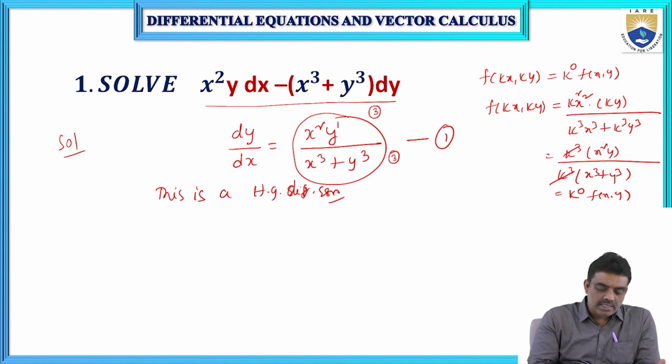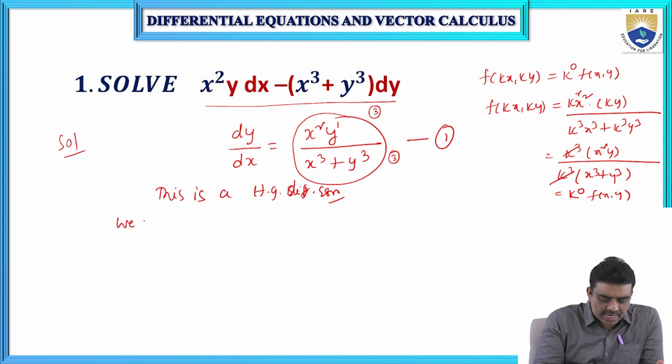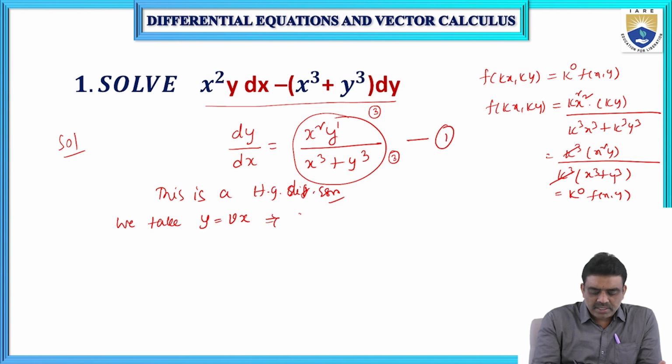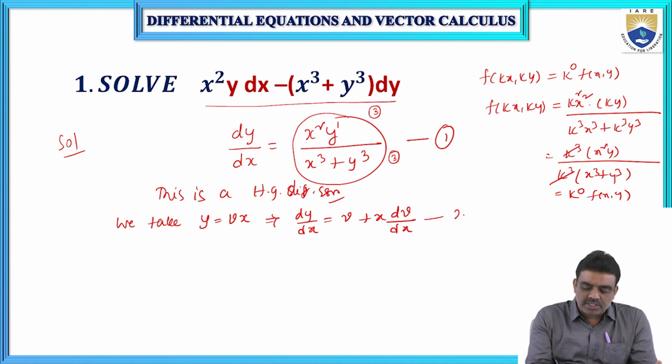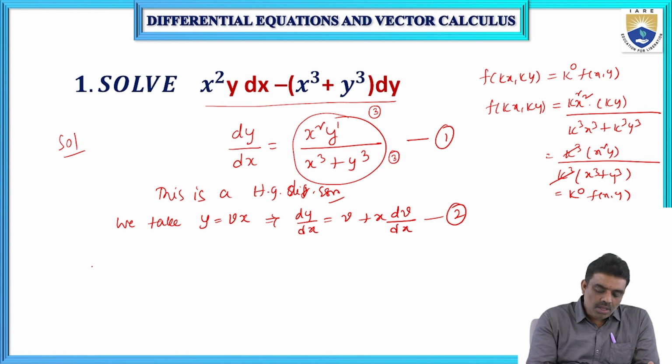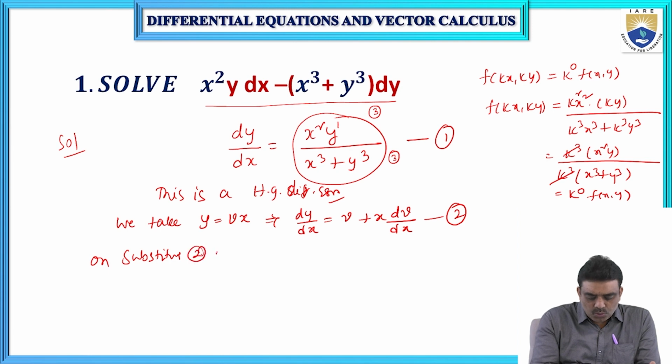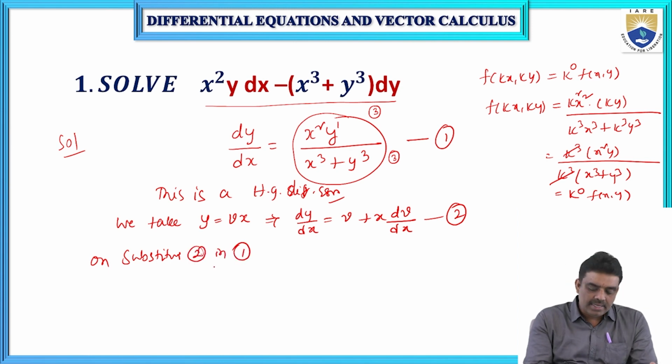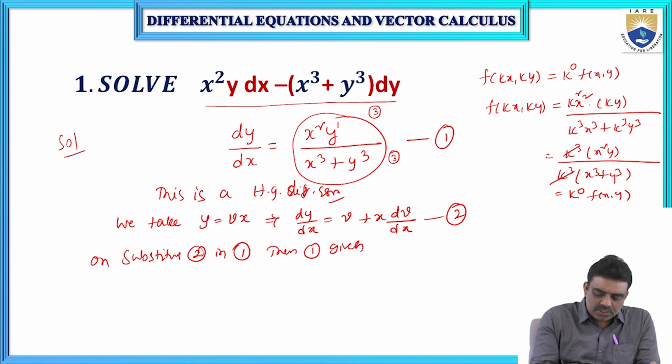So how to reduce it? We know the suitable substitution we take here is y is equal to vx. Then dy by dx is equal to v plus x into dv by dx. And call this equation number 2. Now on substituting 2 in equation 1, equation 1 gives dy by dx replaced by v plus x into dv by dx.